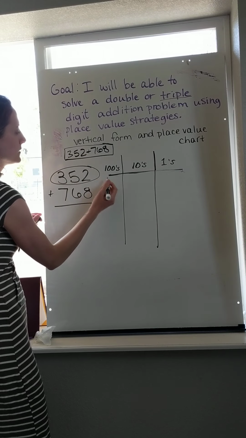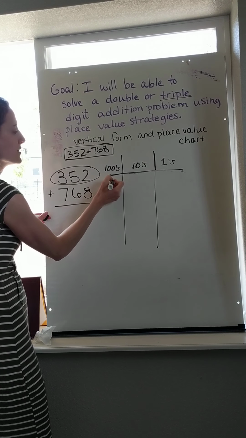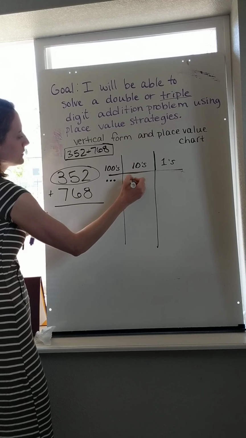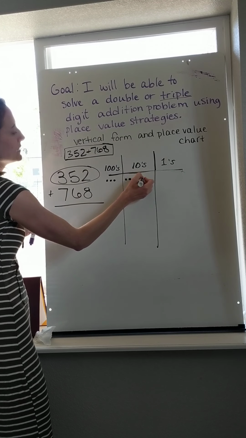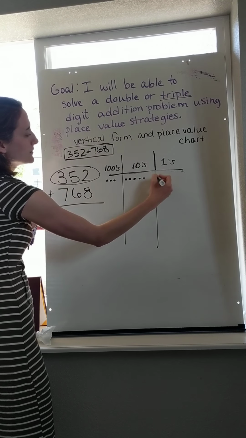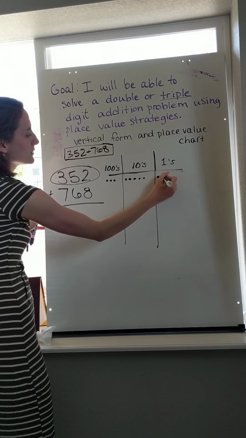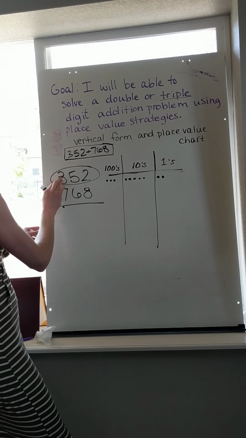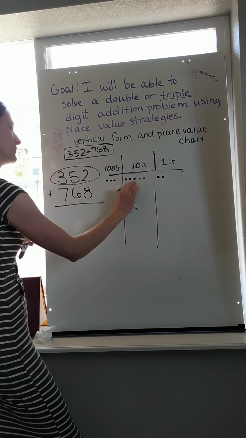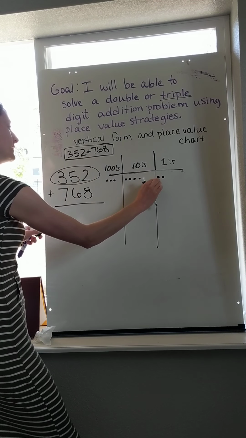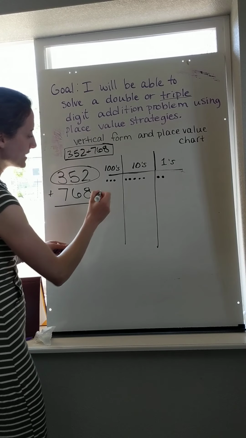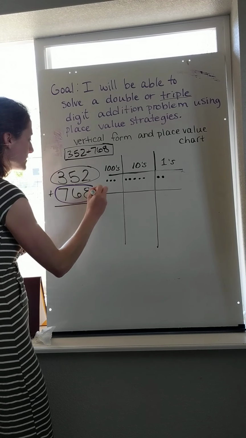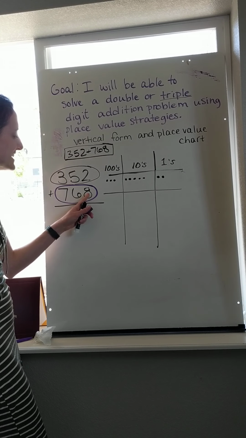352. 100, 200, 300, 10, 20, 30, 40, 50, 351, 352. Okay, let me make sure I have 3 hundreds in the hundreds place, 5 tens, 2 ones. Yes, always make sure. And then we're going to draw the other number in another color just to make it obvious. We have 8 ones.